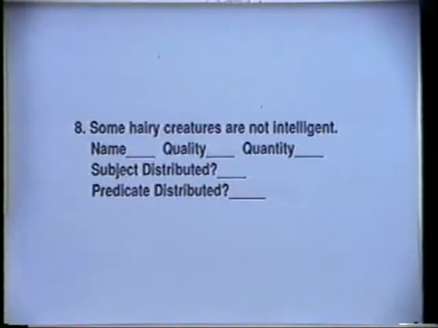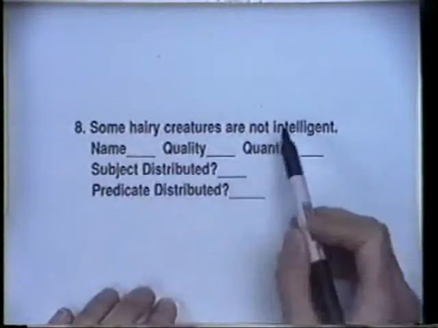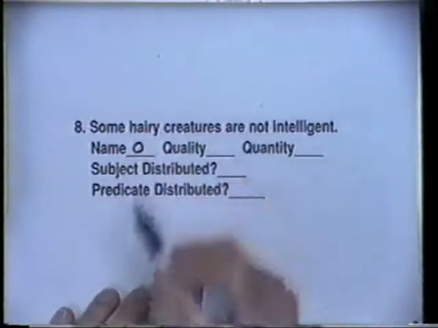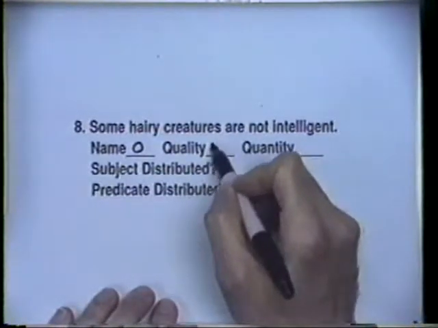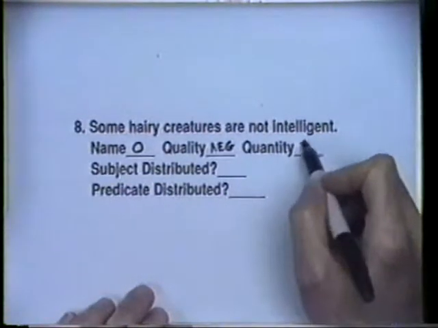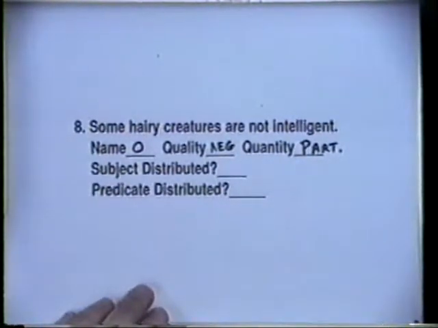All right, one last one. Some hairy creatures are not intelligent. What is the name of this sentence? Well, notice it's just like the last one. Some S are not P, and so the answer is that this is an O sentence. Its quality, since it has the not, is negative. And its quantity, since it is an existential claim, not a universal claim, is particular. Right? It claims only that some hairy creatures exist which are not intelligent.